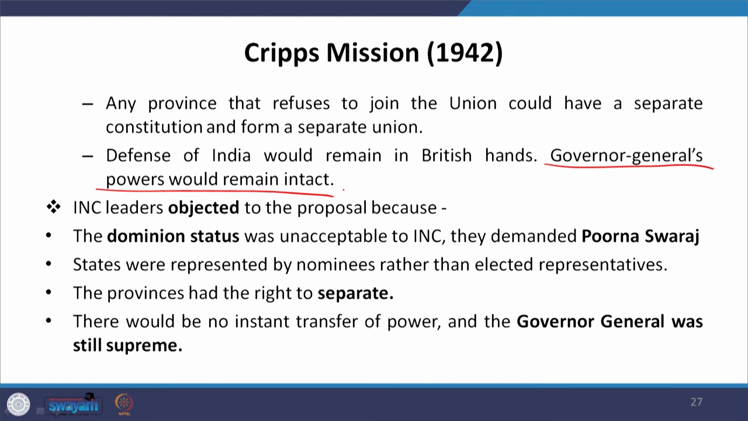Indian National Congress leaders objected to the proposal because dominion status was unacceptable and they were sticking to the demand for Purna Swaraj. States were represented by nominees rather than elected representatives, right? And the provinces had the right to separate. These were not acceptable. There would be no instant transfer of power and the Governor General was still deemed supreme. These were all the setbacks that they identified in the Cripps Mission, and so they rejected it.